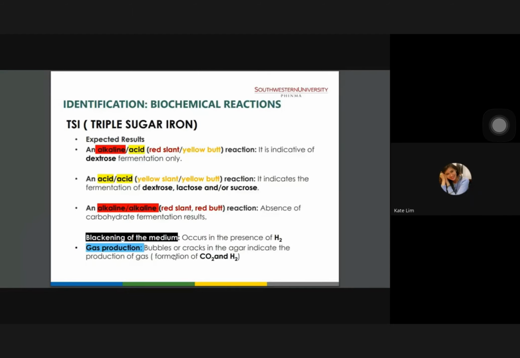How about if there's blackening of the medium, a precipitate? That would be the presence of hydrogen sulfide, H2S. And gas production, if there's presence of bubbles or cracks.